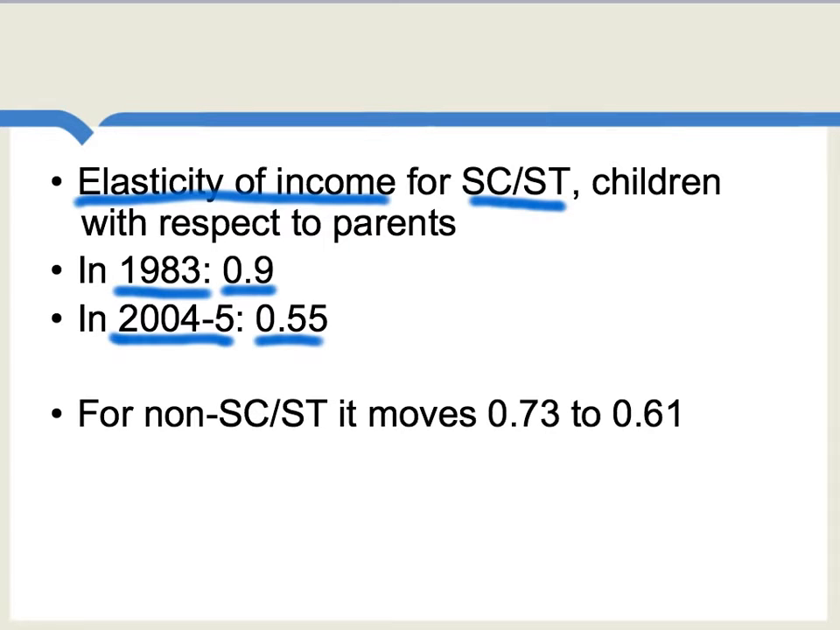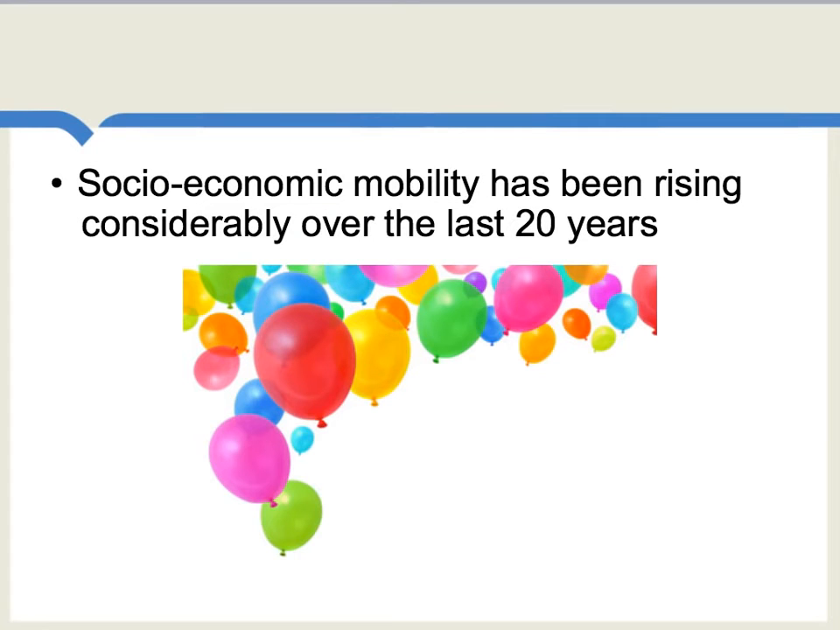For the non-scheduled castes and scheduled tribes, that elasticity in 2004-2005 is sitting at about 0.61. That means for the scheduled castes and scheduled tribes, the incomes of parents actually have less predictive power for the incomes of children compared to the non-scheduled castes and scheduled tribes. That indicates rising income mobility. Overall, for the scheduled castes and scheduled tribes, it can be said that socioeconomic mobility has been rising over the last 20 years.